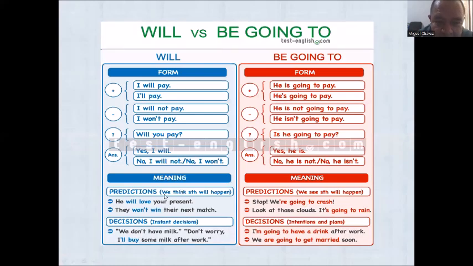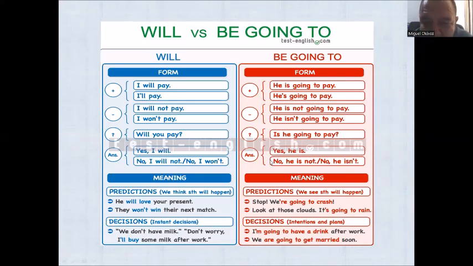Let's check the uses for these two structures in future. Both of them are used to talk about predictions. But be careful, because we use will when we think something will happen. He will love your present. They won't win their next match.